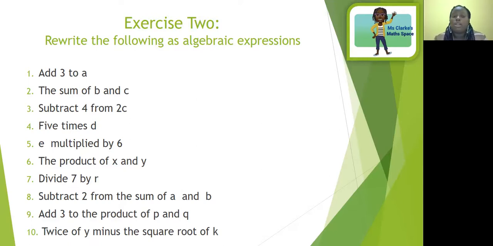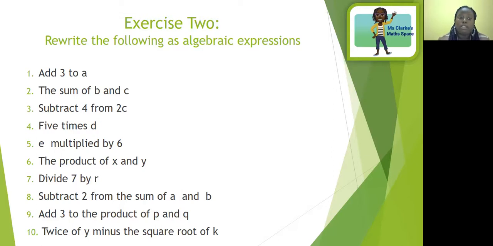Question 8, subtract 2 from the sum of A and B. So what are you subtracting from? The sum of A and B. So you have to find the sum of A and B. That would be A plus B, and you put that in brackets, and then you now take away 2. So you put minus 2. Question 9, add 3 to the product of P and Q. Product means to multiply.